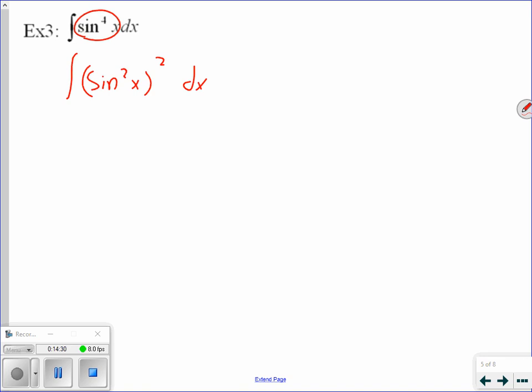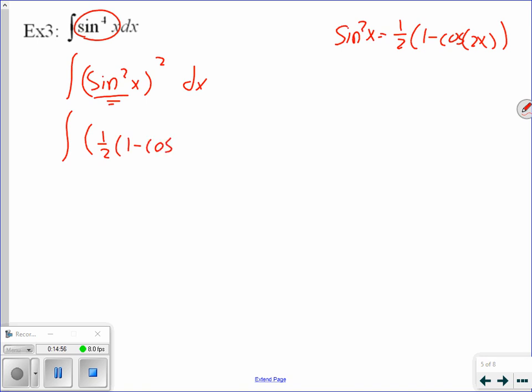So anytime you have an even degree, you always want to write it as sine or cosine squared to whatever power is left over. And now you can do the power reduction for sine squared. Remember that identity was 1/2 times 1 minus cosine of 2x. So instead of sine squared, I'm going to have 1/2 times 1 minus cosine of 2x, and all of that is squared.